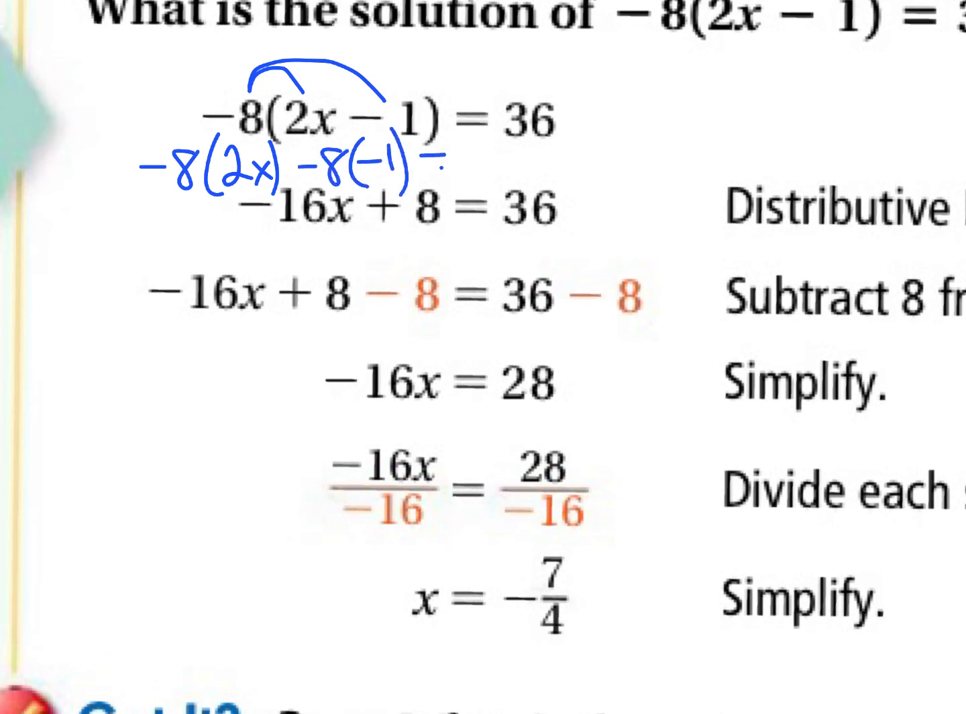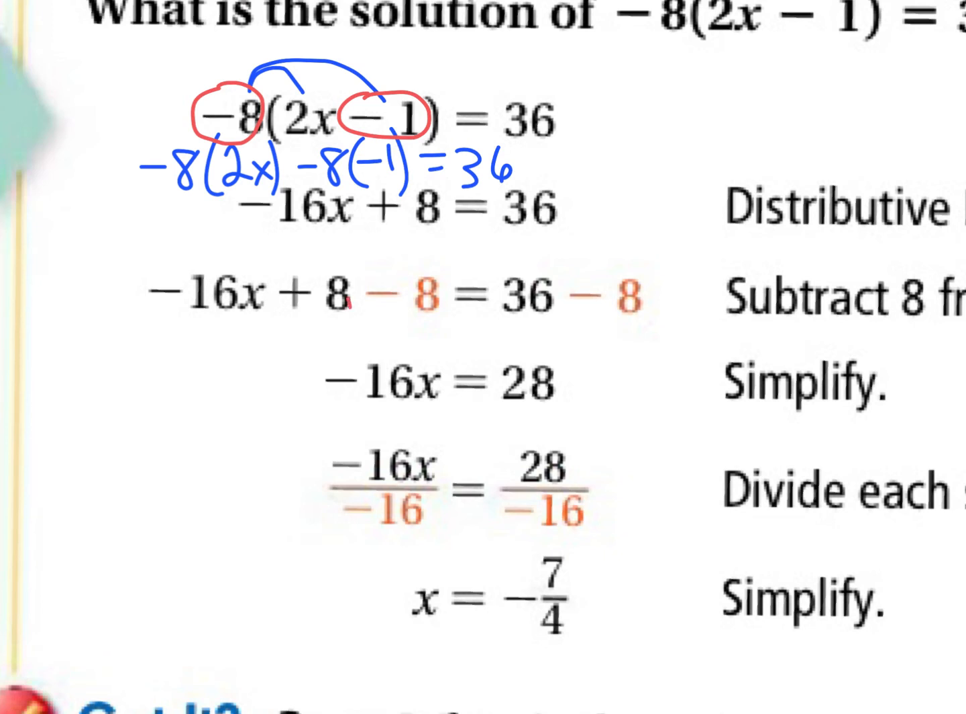When you do the distributive property, if you want to take a second to write down what you're multiplying, you can do that. You can do it in your head, just be careful, especially on a problem like this. Watch the signs. Right here is what gets people sometimes. You need to see that basically as a negative times a negative if you're distributing that in. So when you distribute, you get negative 16x plus 8 equals 36.